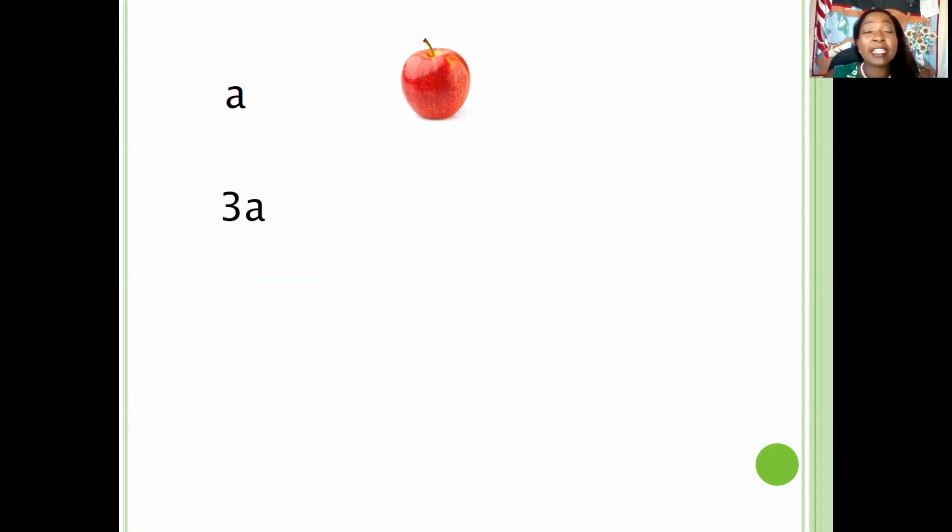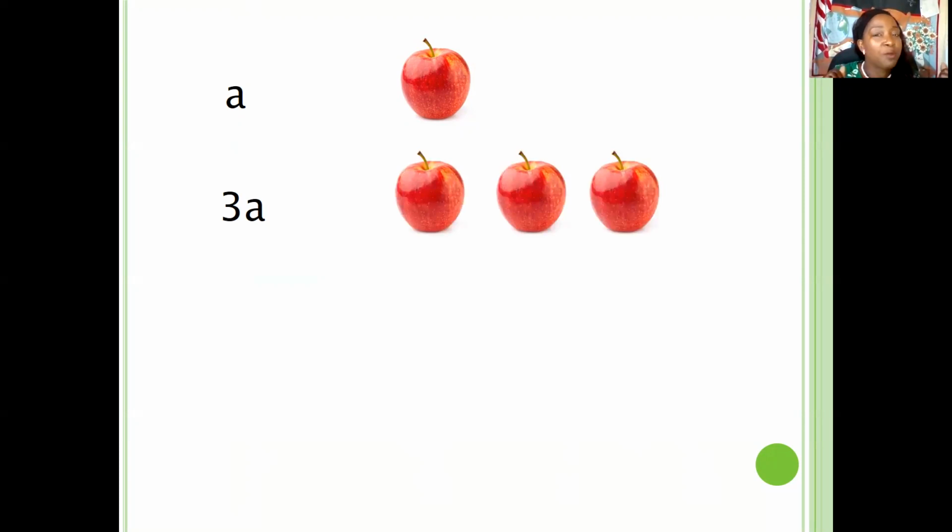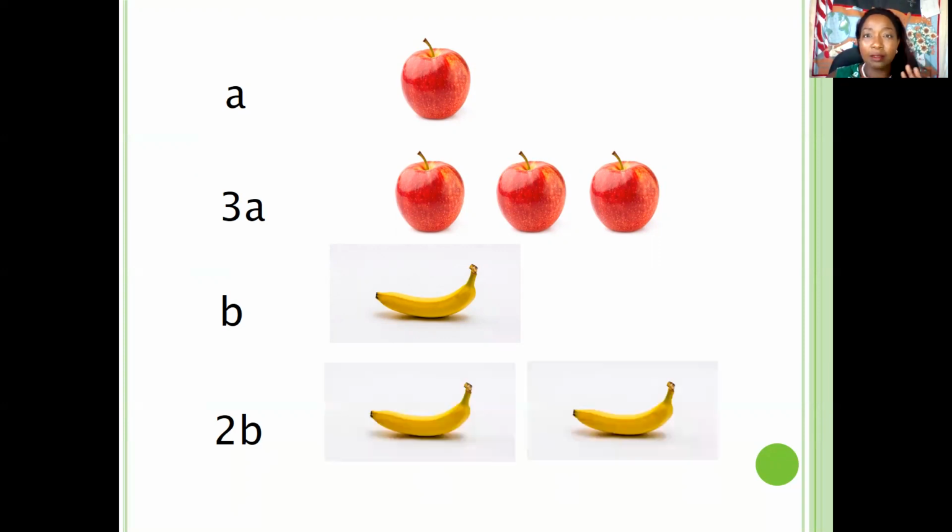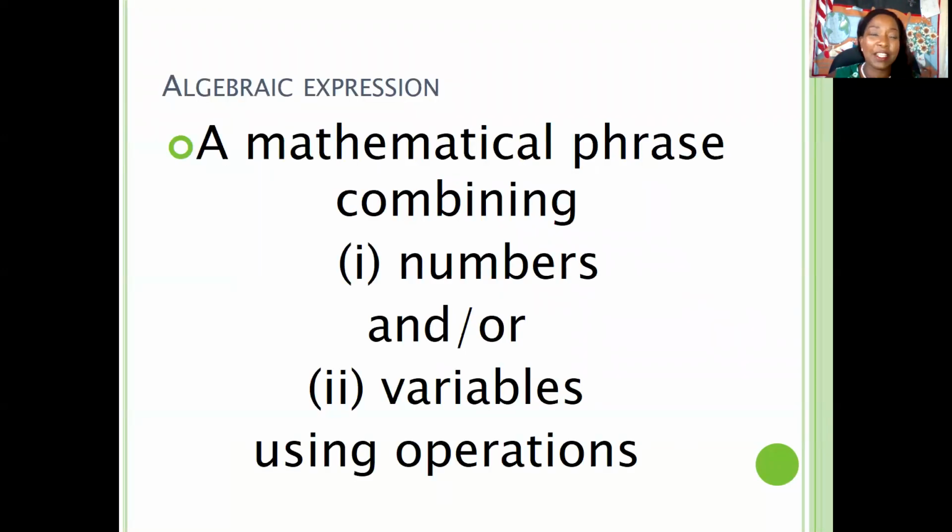3A, the 3 is a coefficient. So it's telling us how many A's we have. 3 apples. B. When we don't see a coefficient, we know that it is 1. So we have 1B. I am thinking, in my mind, 1 banana. 2B. The coefficient is 2. And in my mind, I am thinking 2 bananas. This, I promise, will make it tons easier.